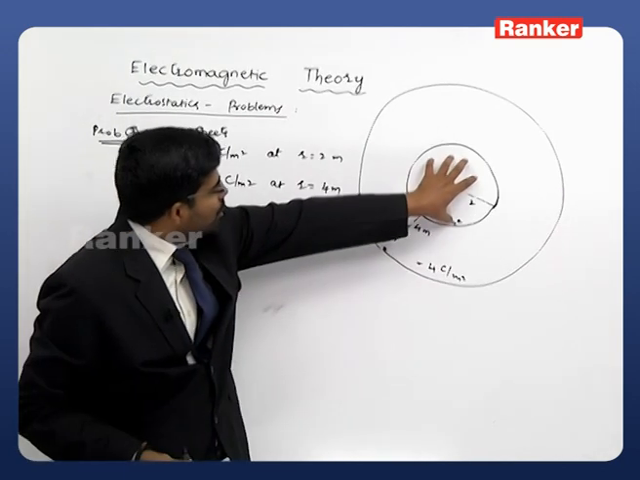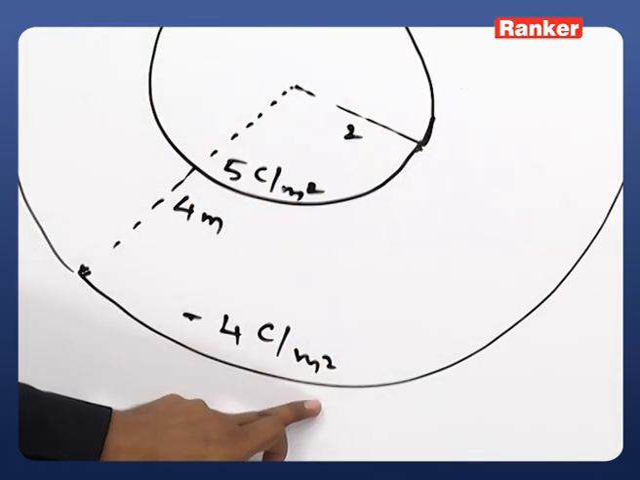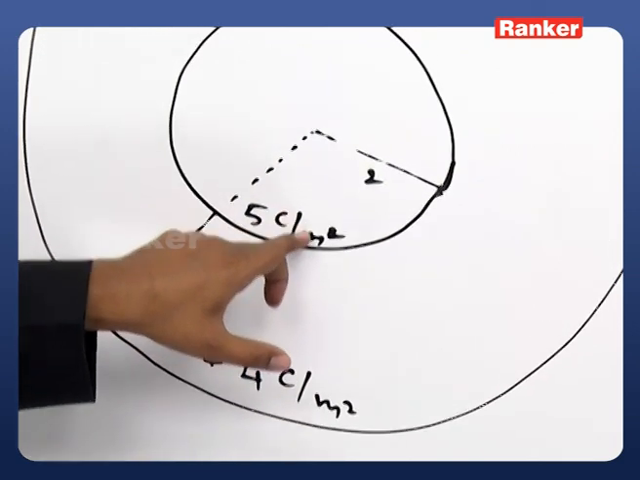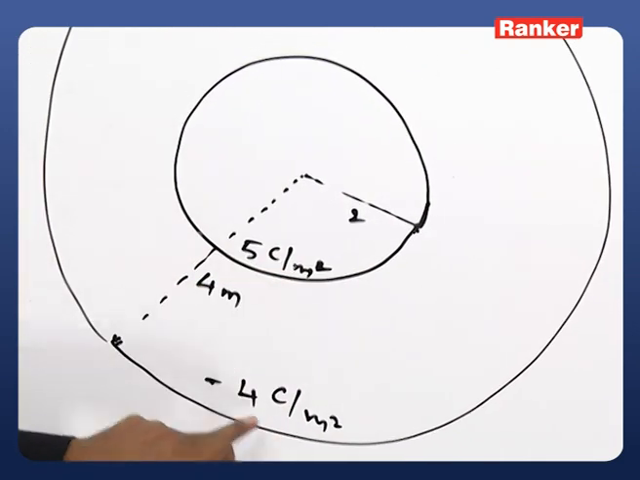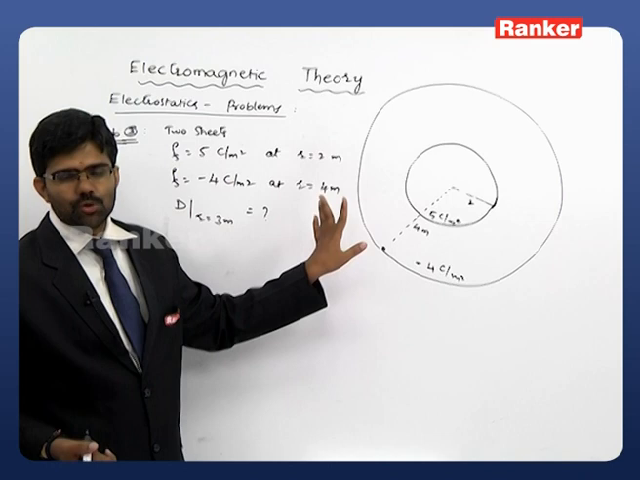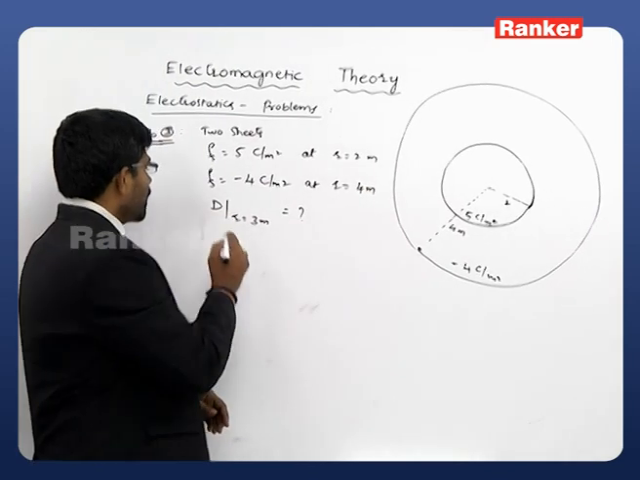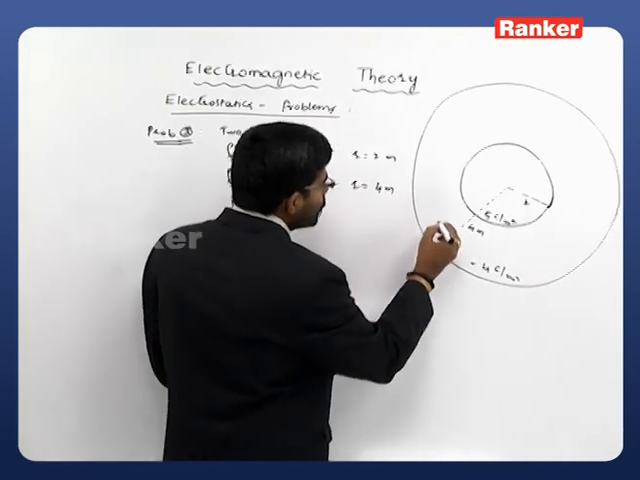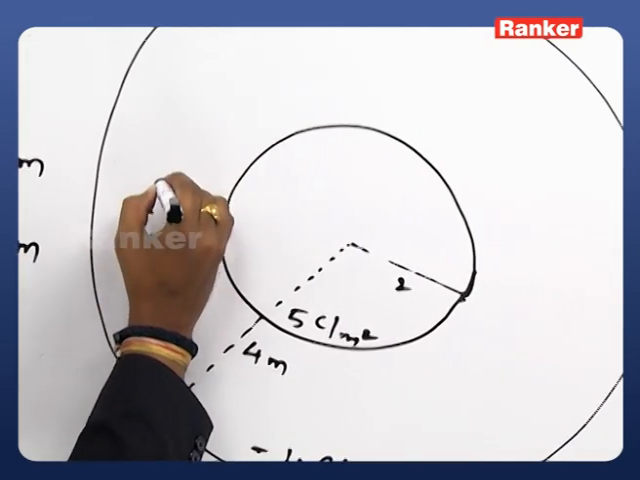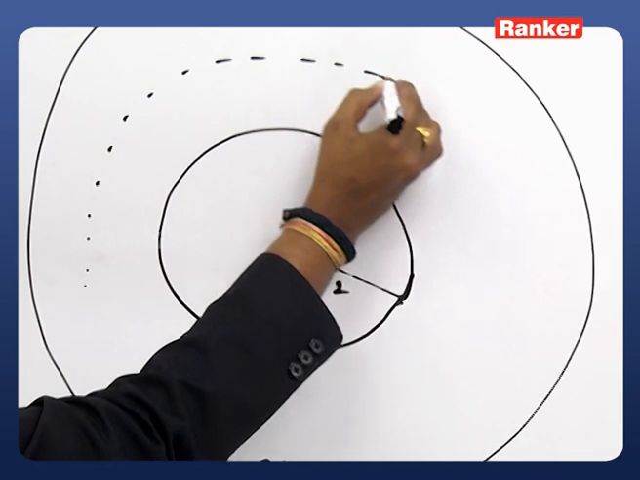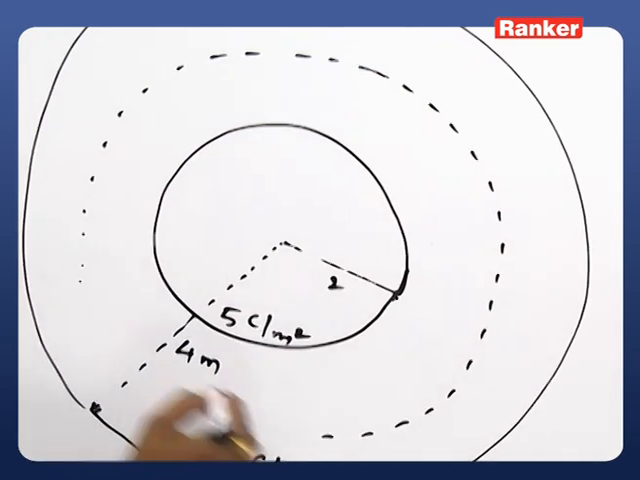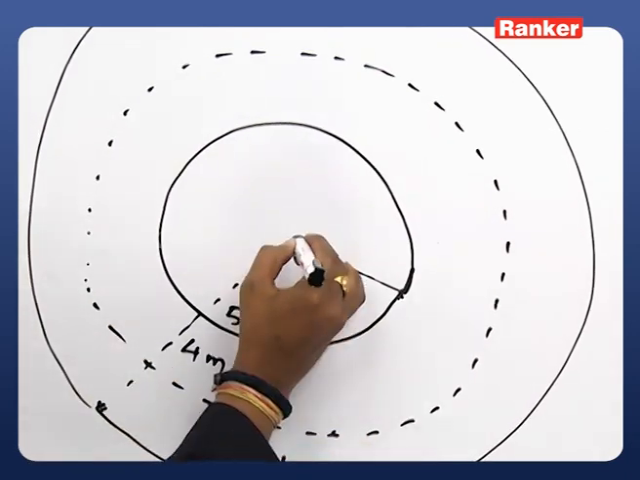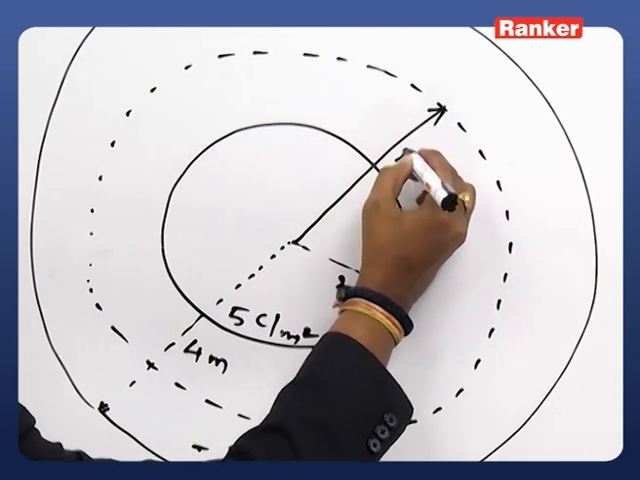So, let us take this is sheet 1, this is sheet 2. The charge density on sheet 1 is 5 coulomb per meter square, charge density on sheet 2 is minus 4 coulomb per meter square. Now, we require the electric flux density at r is equals to 3 meter. So, somewhere at r is equals to 3 meter, so this is the r is equals to 3 meter zone. At this r is equals to 3 meter, we require the electric flux density.